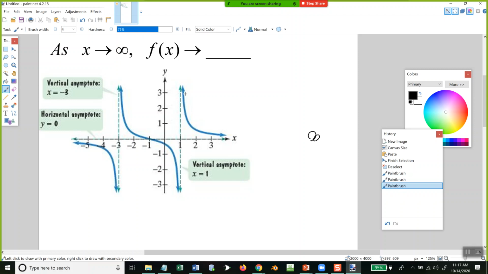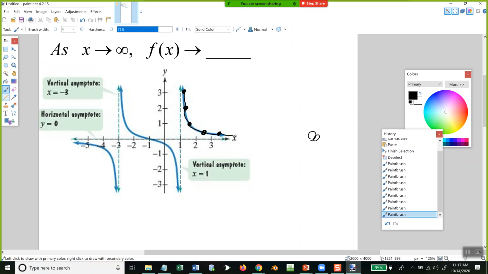So I'm tracing my graph. Here, y is equal to 3. Coming down to right here, y is equal to 2. So tracing my graph, y is equal to 1. Y is equal to 1/2, 1/3, 1/4. Knowing that this is a horizontal asymptote, I know it's not going to go down below it.